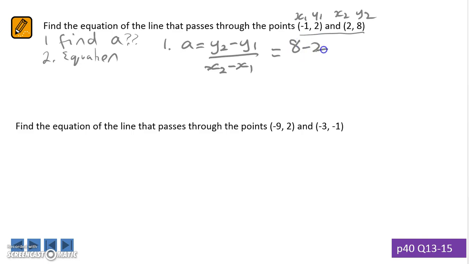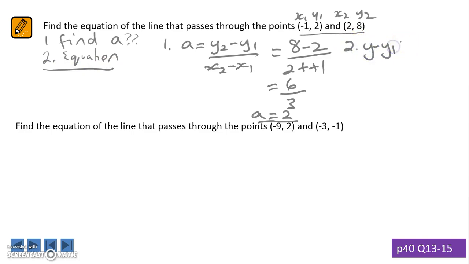So 8 minus 2 divided by 2 minus 1. 2 minuses next to each other make a plus. 8 minus 2 is 6. 2 plus 1 makes 3. And so our gradient equals 2. So now we've got that, we can then substitute it into our equation formula, which remember is y minus y1 equals A times x minus x1.